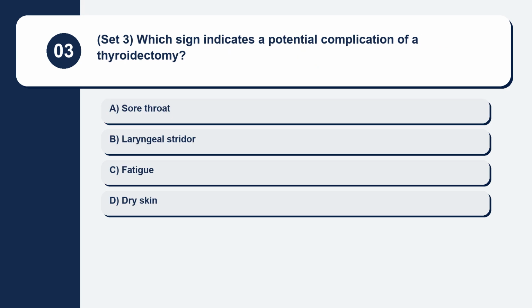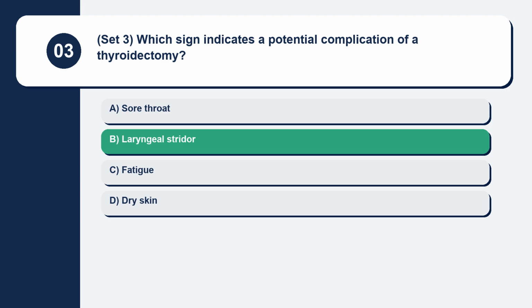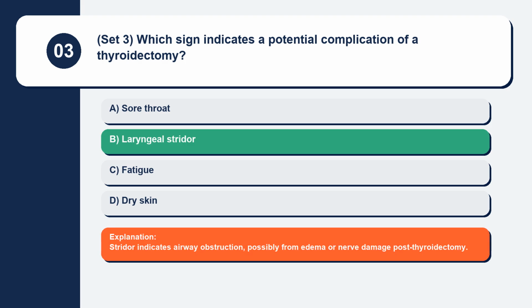Question 3. Set 3. Which sign indicates a potential complication of a thyroidectomy? Sore throat, laryngeal stridor, fatigue, dry skin. Stridor indicates airway obstruction, possibly from edema or nerve damage post-thyroidectomy.